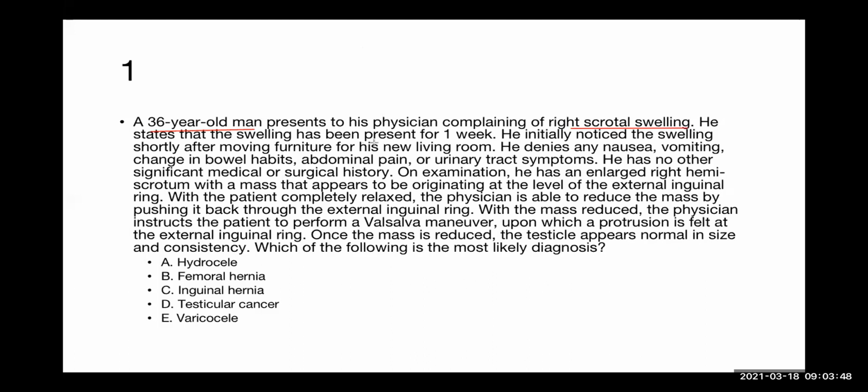He states that the swelling has been present for just 1 week. He initially noticed the swelling shortly after moving furniture in his new living room. So probably there is increased intra-abdominal pressure while moving the furniture, and because of that, the mass has appeared. You think like that. He denies any nausea, vomiting, change in bowel habit, abdominal pain, or urinary tract symptom. So probably there is no feature of intestinal obstruction. No abdominal pain, no change in bowel habit, means no constipation or diarrhea.